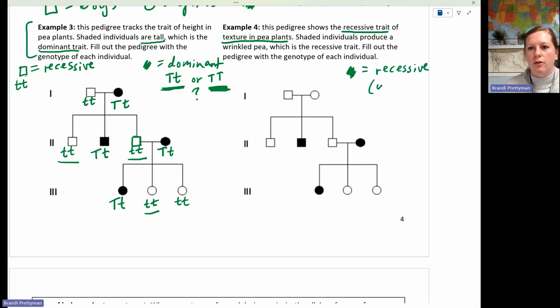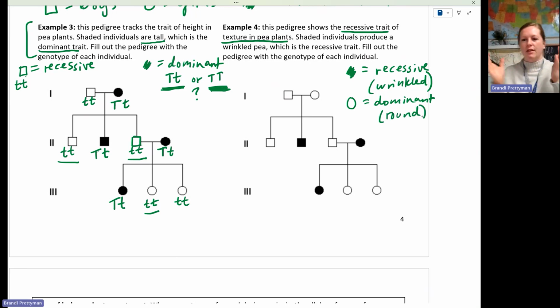which equals wrinkled. In this specific example, we're not looking at height anymore. We're looking at a brand new trait. We're going to be talking about texture. So if they are recessive, they are wrinkled. Okay. The opposite of that, I'll just put right here. If it's unshaded, that's going to be the dominant. And the dominant trait would be round. Like it's a plump pea versus a little tiny shriveled wrinkled pea.